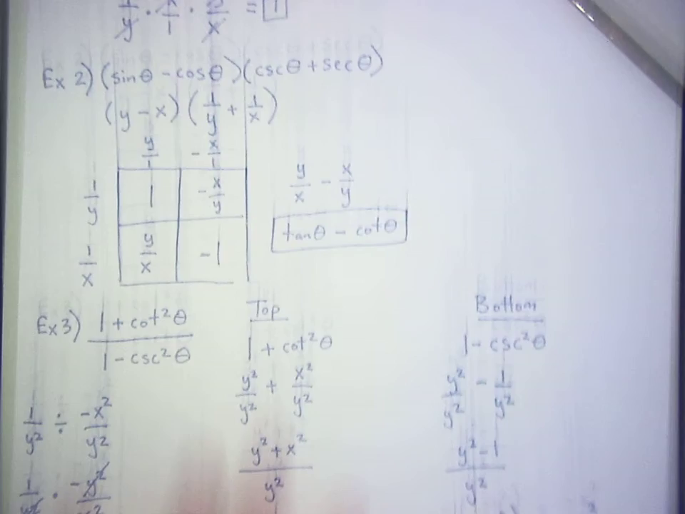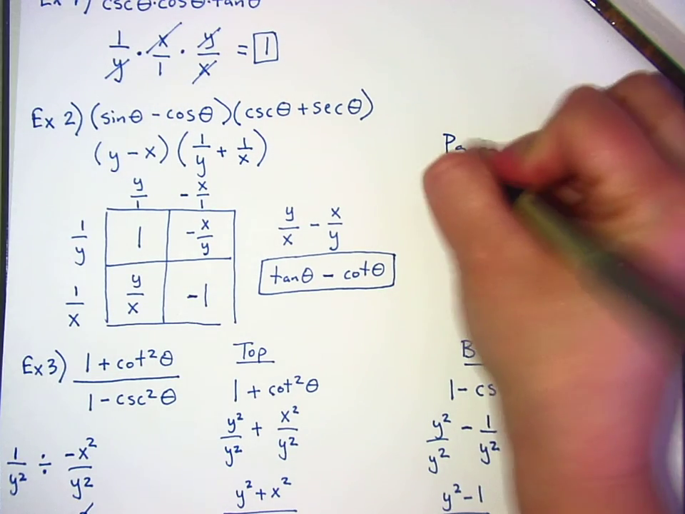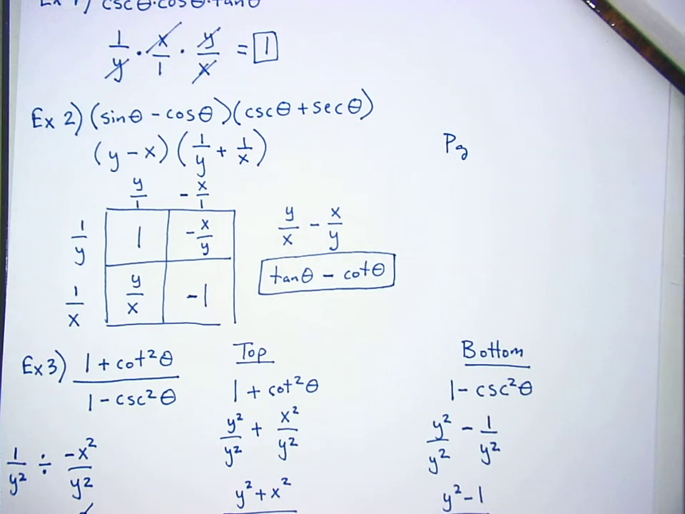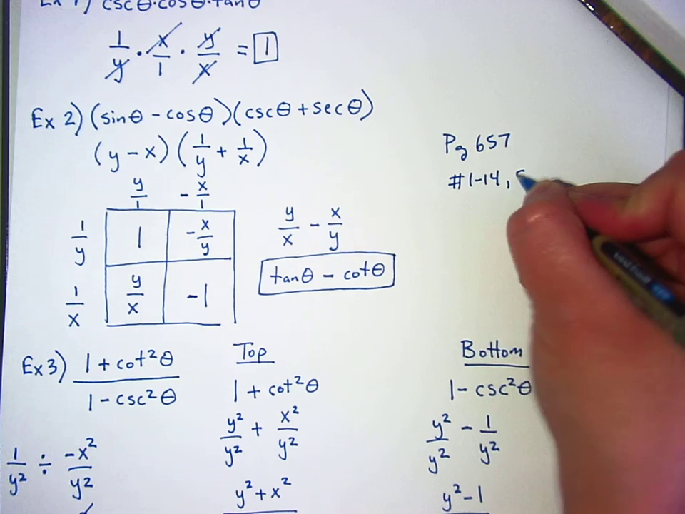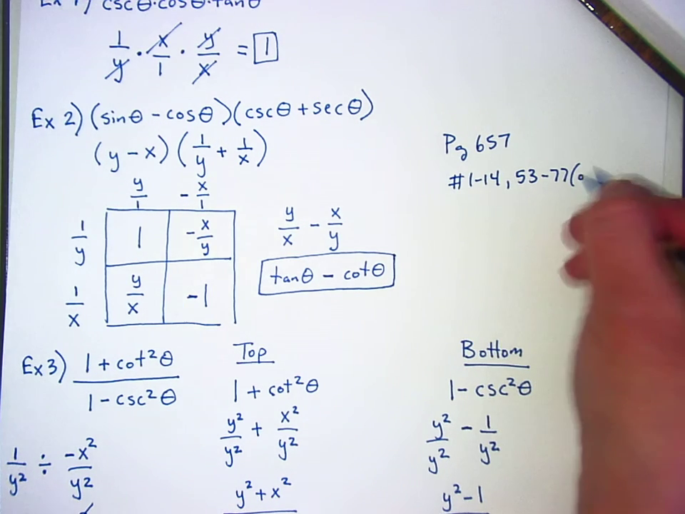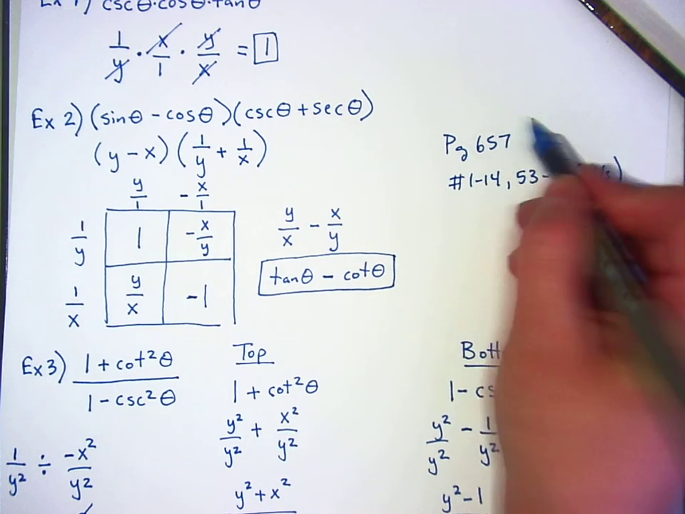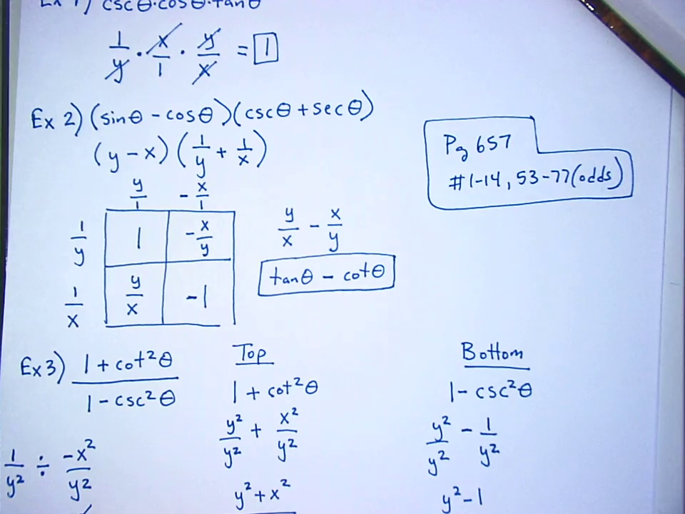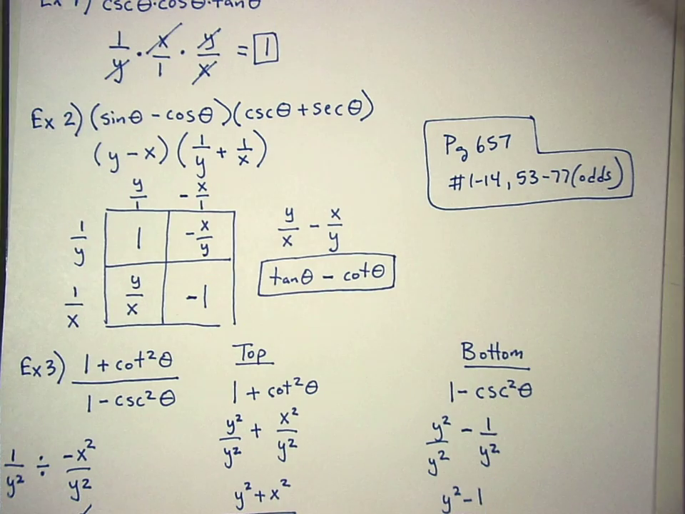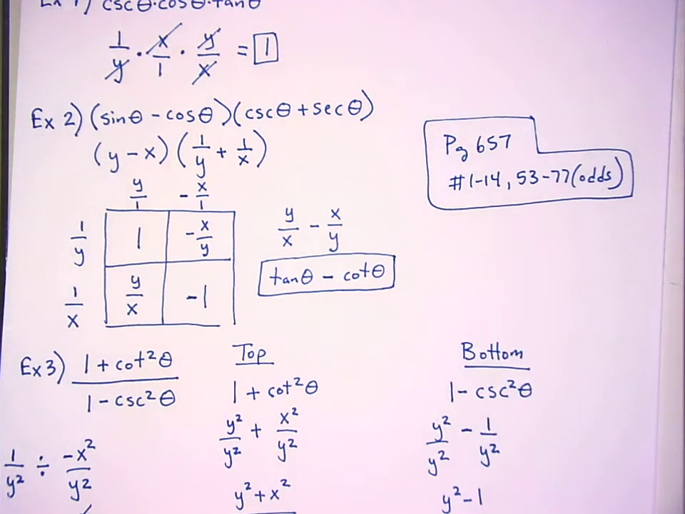Okay, so the whole assignment is page 657, numbers 1 through 14, and then I'm also adding in 53 through 77 odds. And those are the ones where you're going to have to simplify and simplify and simplify. Stay with your partner. Work together. Come ask me questions. All the answers are up here. You got the whole hour.